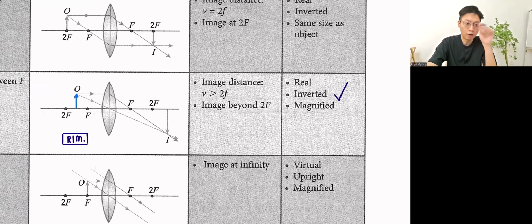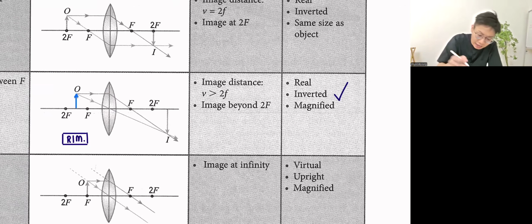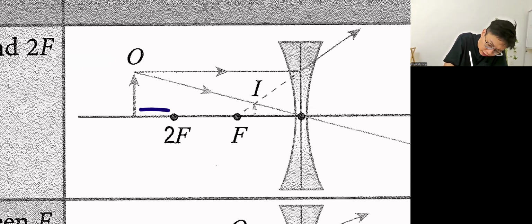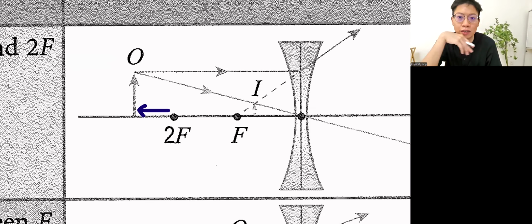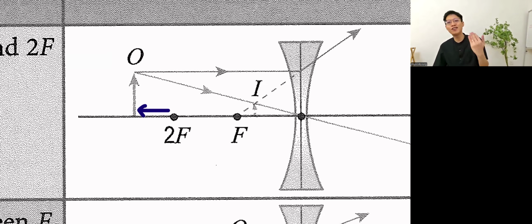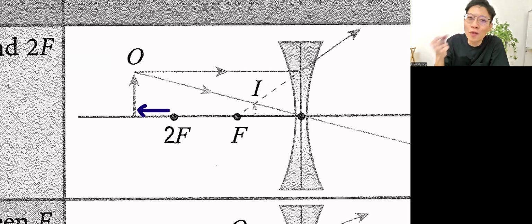Okay, I give you one more test. Now, if my object is outside of 2F, what's the image that I will get? Li Wen, wrong. Melissa, wrong. Sheng Tian, wrong. Ivan, wrong. Guys, outside of 2F, what will I get?